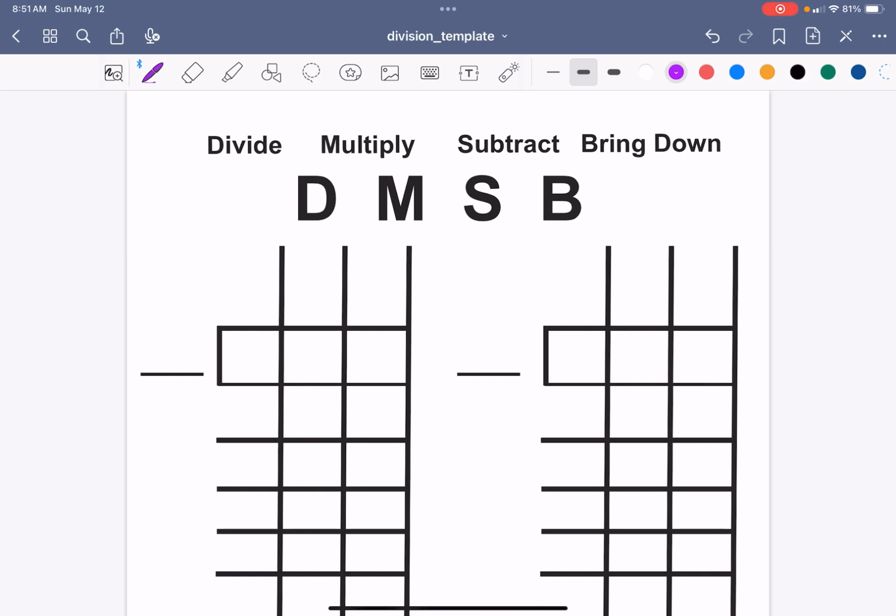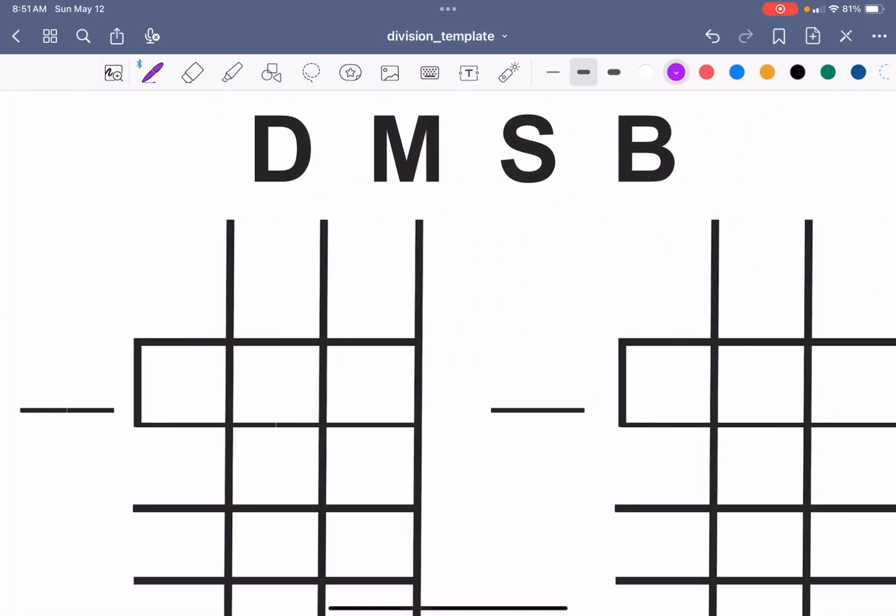Today, we're going to learn how to divide two-digit numbers by a one-digit number, and the answer is going to have a remainder. I'm going to use 4 actions every time I divide, and it's divide, multiply, subtract, bring down. I'm going to write the initials of it here, D, M, S, B, so I don't forget. A remainder is a number that's left over after we divide.